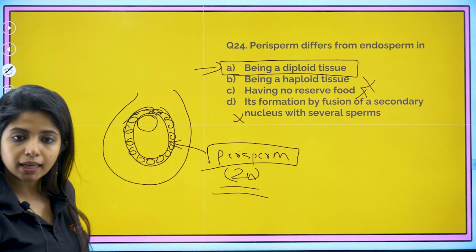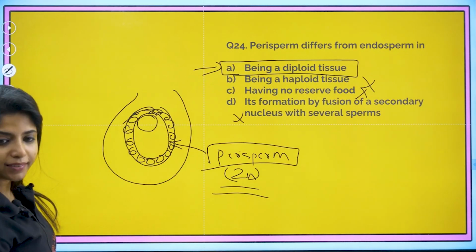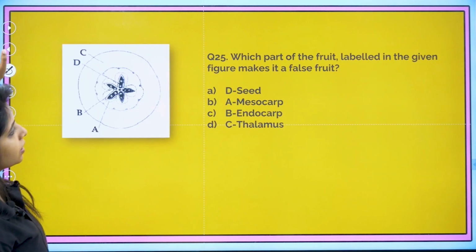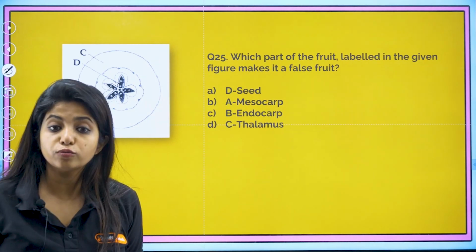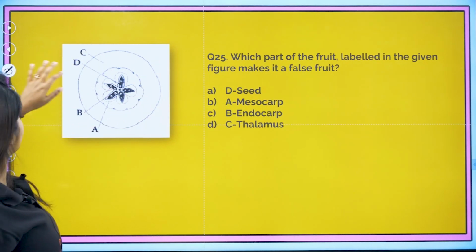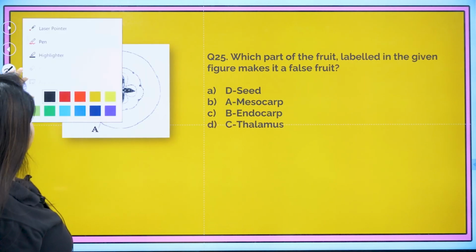Your answer would be A. Okay? Cool? Chalo. Next. Which part of the fruit labelled in the given figure makes it a false fruit? So this thing is given. What is this first of all? Let me tell you what exactly this thing is.